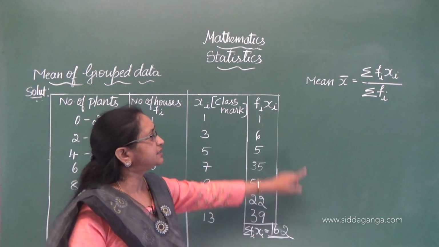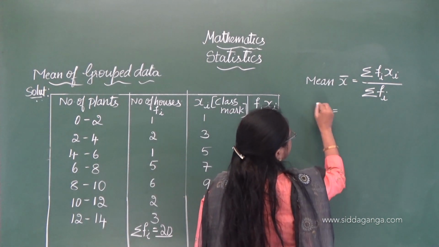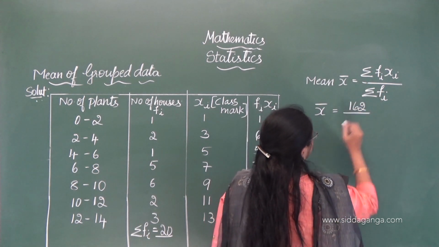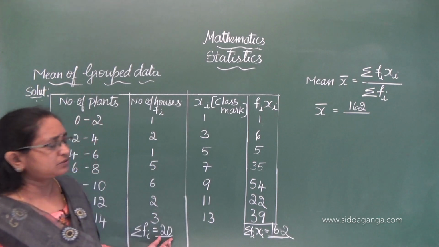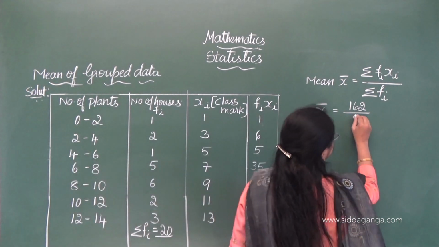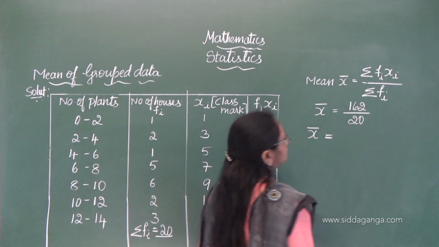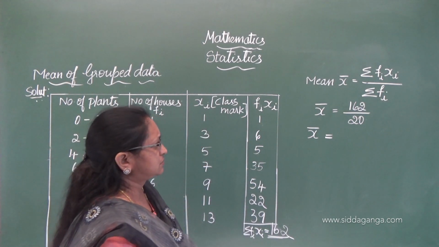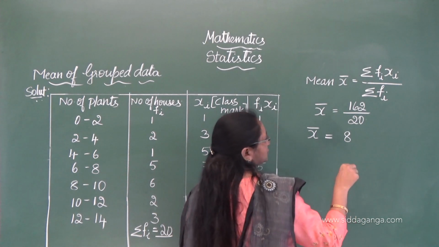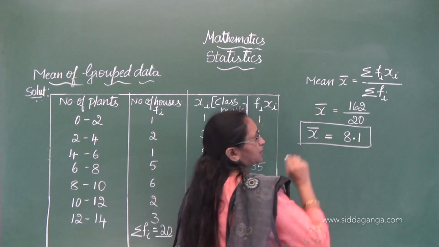Now just substitute: mean x bar is sigma Fi xi, the total we got, 162, divided by 20. Now you can find the mean. 2 eights are 16, 160, 20, 0.1. So the answer is 8.1.